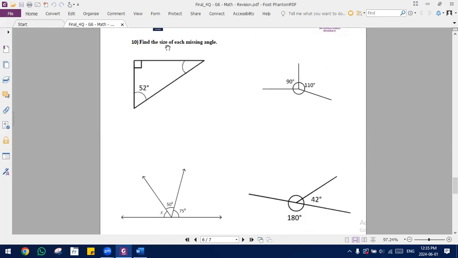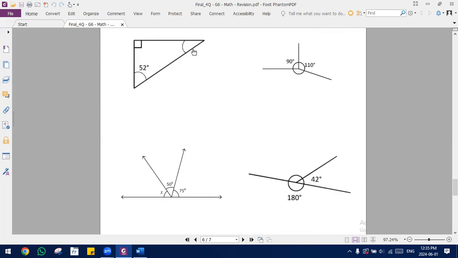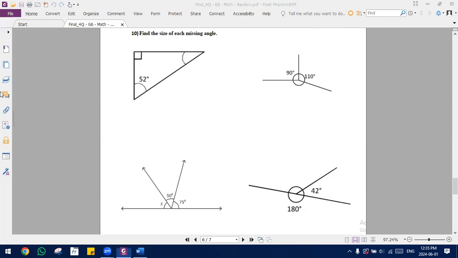Next, find the size of each missing angle. So here in the triangle, we have 52. That small square, as we said, means 90 degrees. This is a right angle. Now find the missing angle. We have that one is missing. So what do I need? I need to know that for any triangle that I draw, the sum of the angles is 180 degrees.